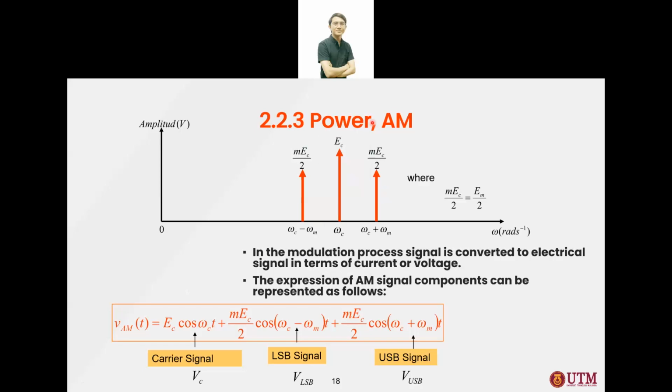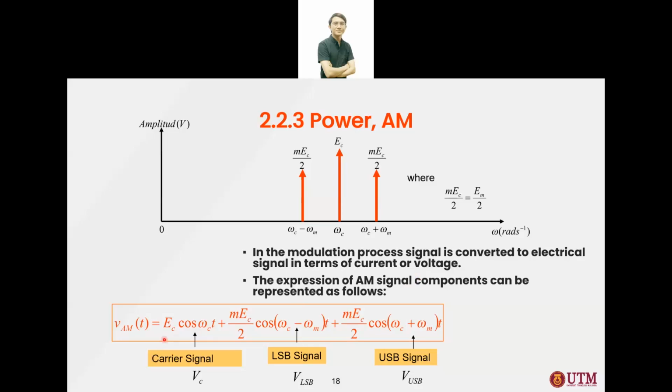When we discuss about voltage, we discuss about signal. The next concept we need to touch is the power. Power in amplitude modulation. So this is our sideband. This is lower sideband omega c minus omega m, and this is upper sideband. In the modulation process, signal is converted to electrical signal in terms of current or voltage. Therefore, if we have either current or voltage, there is power, because power formula comes from the derivation of voltage or current.